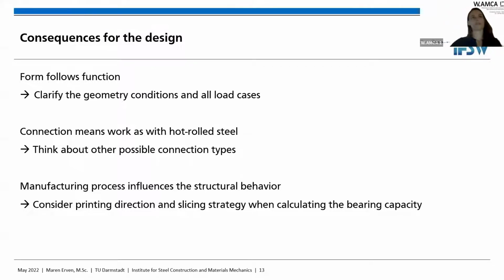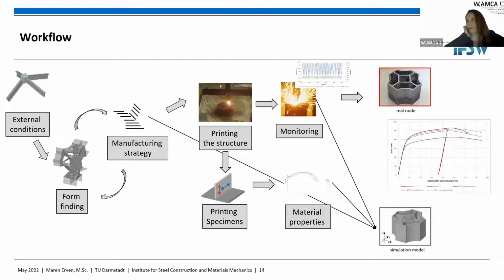The next point, which I just showed shortly, is that the connection means work like with hot-rolled steel, but we should think about other possible connection types. So not just use the conventional connection type you would use for this kind of node, but think if you can change the way the connection works with the 3D printed node. And the last thing is that the manufacturing process does influence the structural behavior. So you have to consider the printing direction and of course the slicing strategy when you want to calculate the bearing capacity.